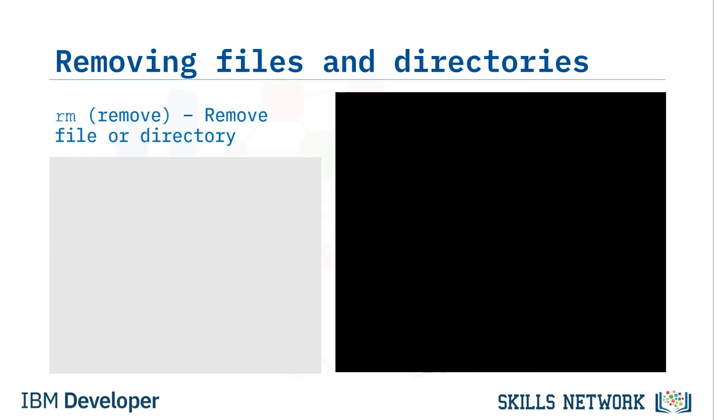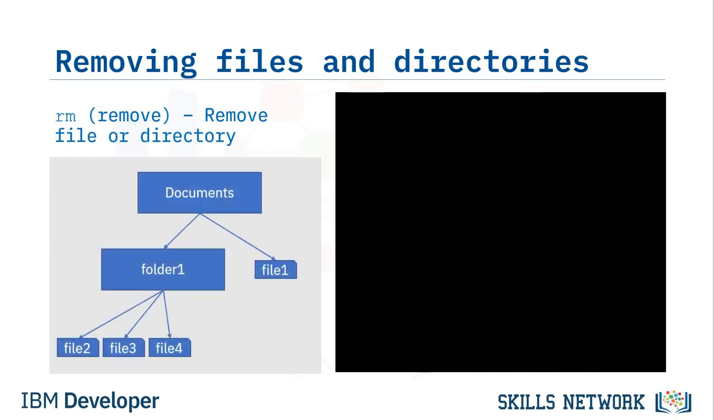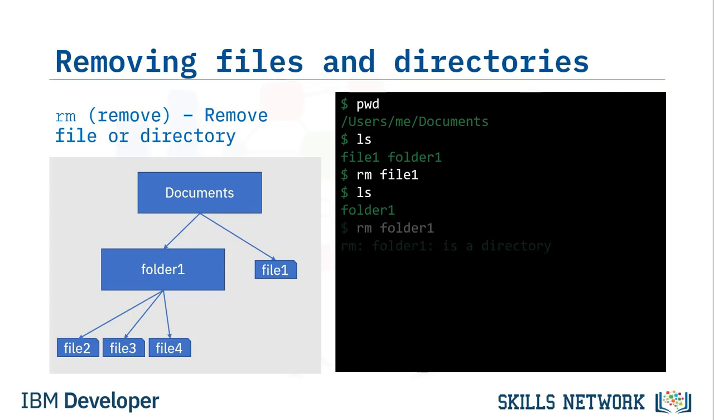The rm command allows you to remove a file or directory. Suppose you have a file structure as shown on the left, and let's say you are in the Documents folder and you wish to remove File 1. You can do this by simply typing rm file 1. Now you can see only folder 1 is left. You cannot simply remove folder 1 since it may contain other files.